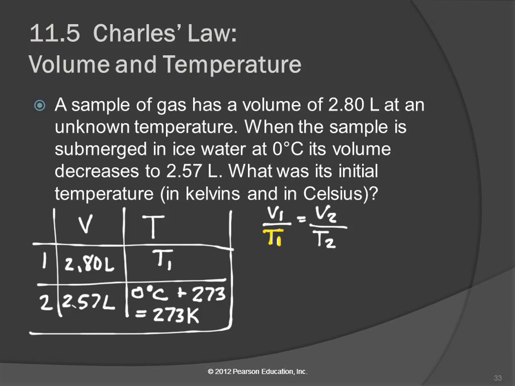So how do we get rid of fractions? We're going to do something called cross-multiplying. So cross-multiplying means you take the top of one side of the equation and you multiply by the bottom of the other side. And then the bottom of the first side times the top of the second side. So it's multiplying in an X shape. So when we do that, we end up with V1 times T2 being equal to T1 times V2. And I'm going to keep T1 highlighted in yellow to help me remember that's what I'm trying to solve for.